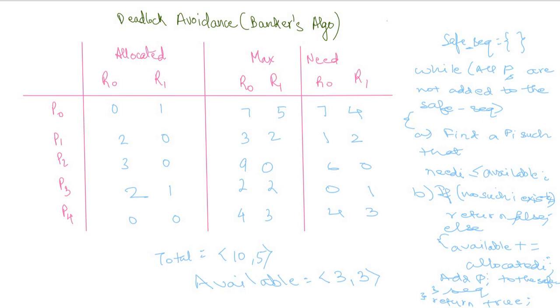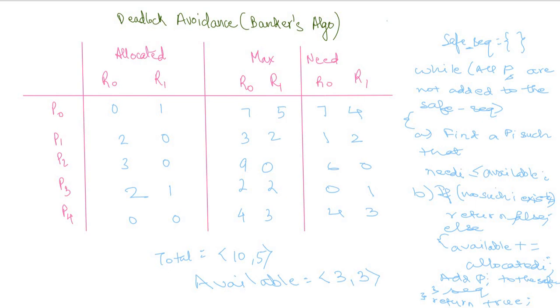So the first Pi that we will see would be P1, because 1 is less than or equal to 3 and 2 is less than or equal to 3. That is, 1 is less than 3 and 2 is less than 3. So this condition is satisfied. So if that is satisfied, what we do is we add the allocated of P1 to available.